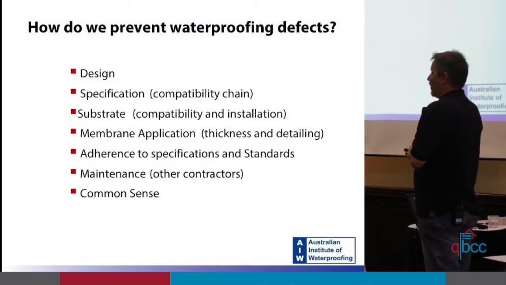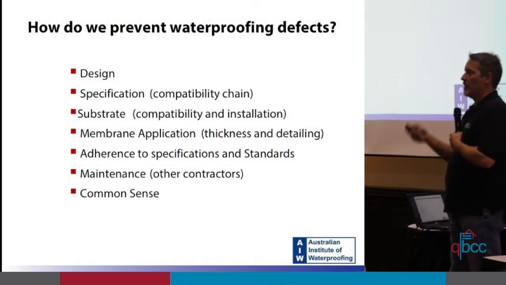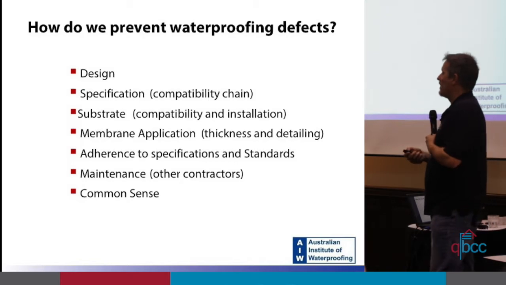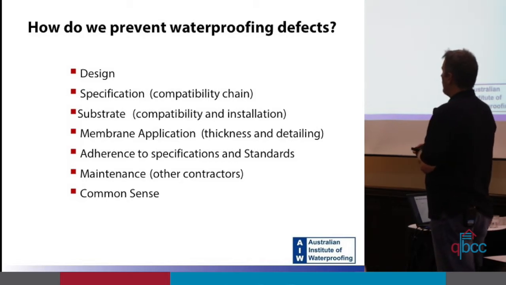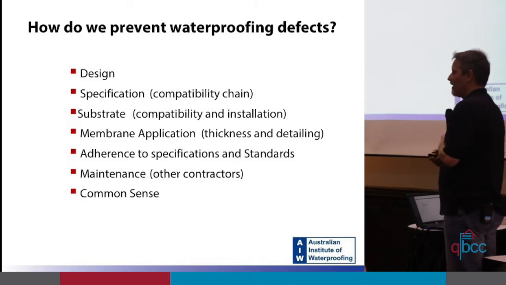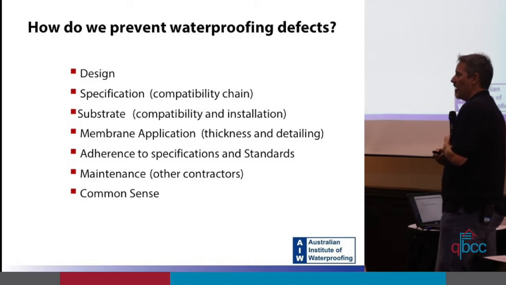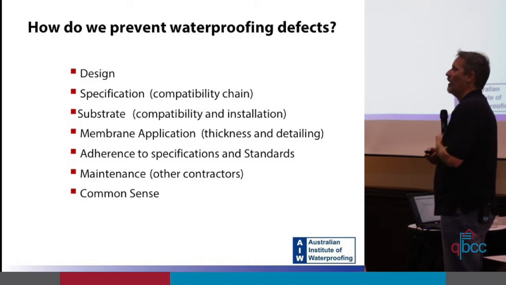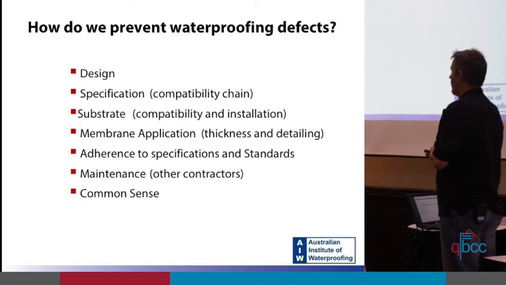So how do we prevent waterproofing defects? I'm going to go through a list of points and then I'll talk about each one in detail as we go through. So first part is design. Specification is important, and the specification of a system has to have a full compatibility chain to prevent the waterproofing defects.